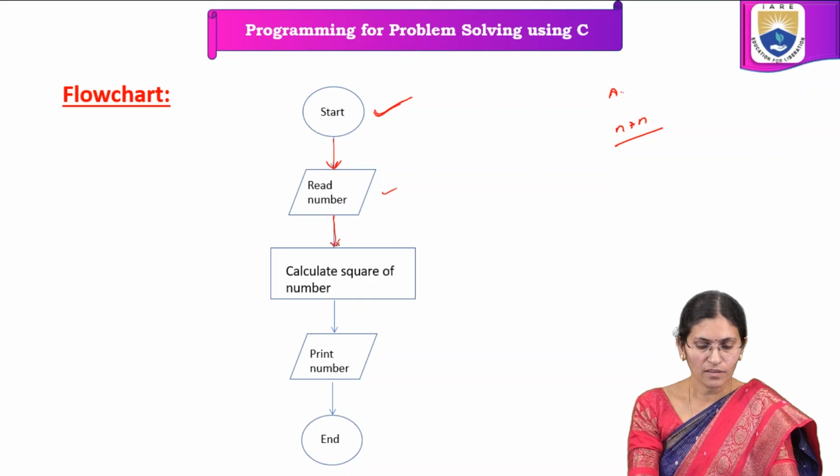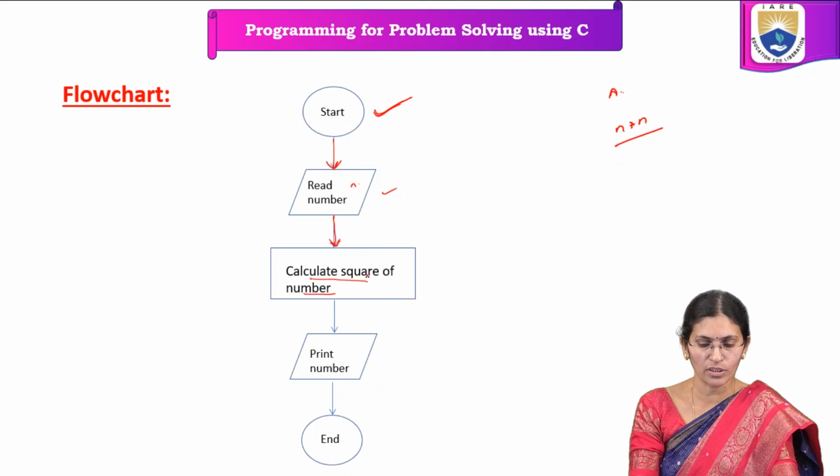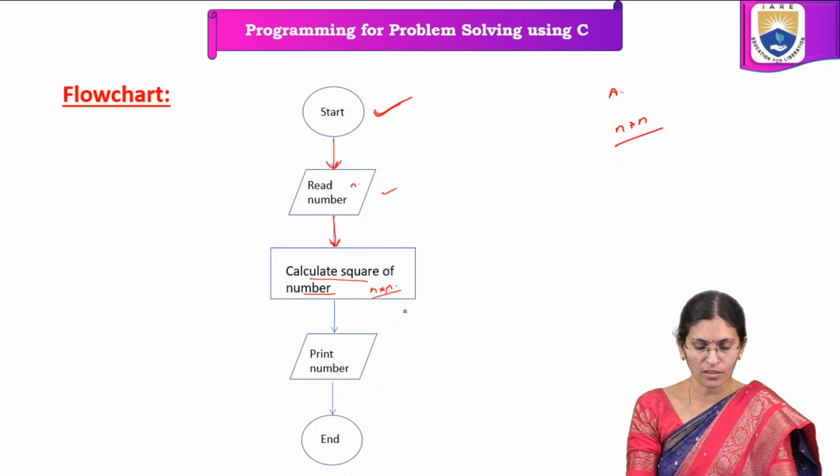Next after this, the flow goes in this way. So the next step in this process is to calculate the square of the number. Suppose you read the number as n. Then in the next step you have to do the computation, or you need to write the formula here. So formula is nothing but n into n. So calculate the square of the number, that is given by n into n. So this is written in this rectangular block.